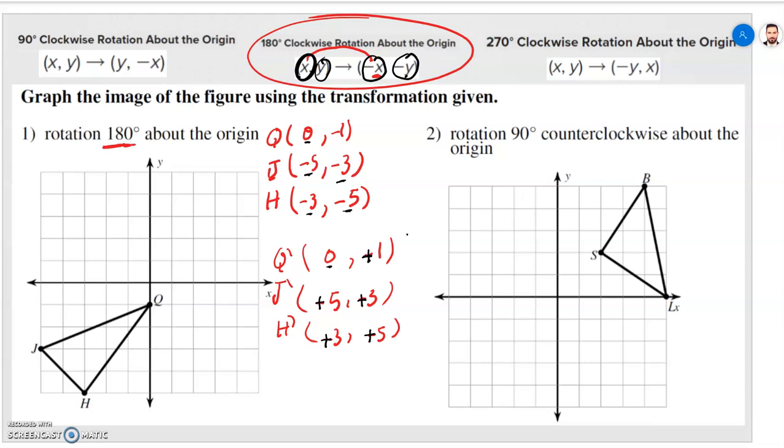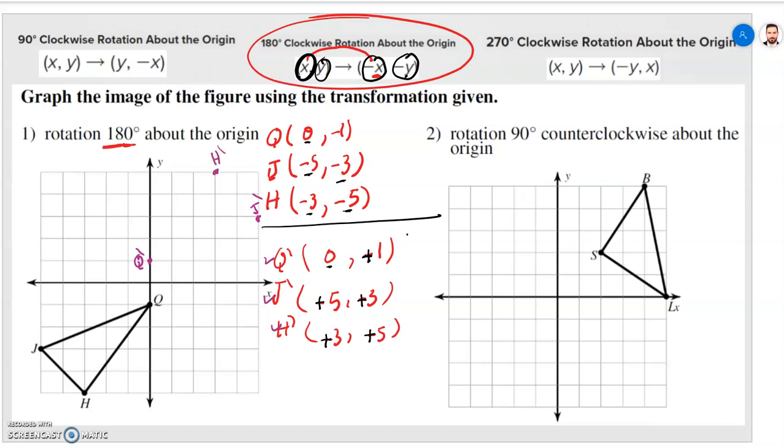After understanding here, this is Q, H, and J, and this is Q dash, H dash, and J dash. I will draw Q dash, J dash, and H dash. 0 and +1 here. This is Q dash. Then J dash is 5 and 3. 5: 1, 2, 3, 4, 5, then 3 up. This is J dash. H dash, 3 and 5, 3 right, then 5 up, so it will be like this.